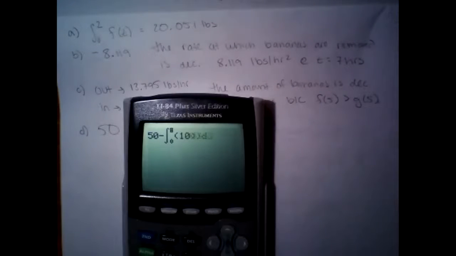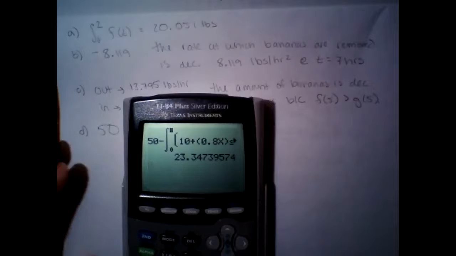All right, so 50 minus the integral from 0 to 8 of the f of t function. So that was 10 plus 0.8x sine of x cubed over 100 dx. And then plus another integral from 3 to 8 of the g of t function, 3 plus 2.4 ln of x squared plus 2x dx. And this gives us the actual amount of bananas at that time. So at time 8 hours, there are 23.347 pounds of bananas.